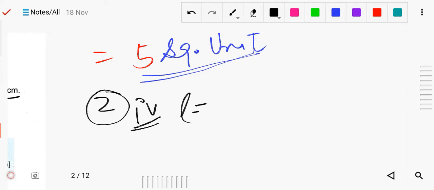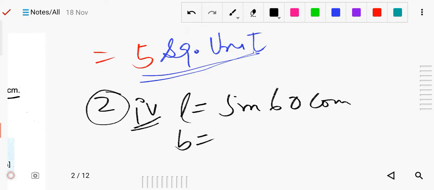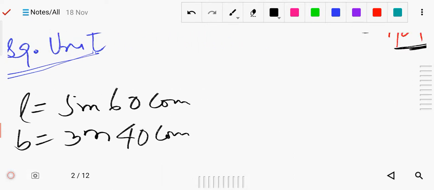Length is given, L equals 5 meter 60 centimeter, and breadth is given 3 meter and 40 centimeter. Now you can see it is in two units, meter and centimeter. Here is also meter and centimeter. So you have to convert to one unit, either meter or centimeter. First of all I will change it to centimeter.